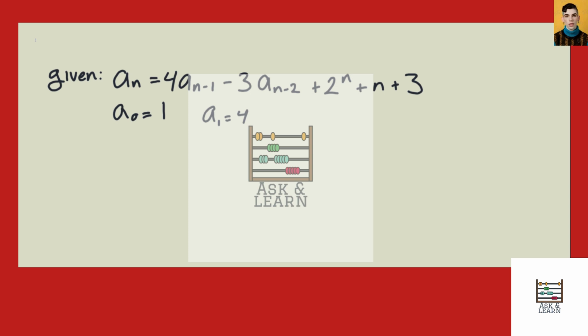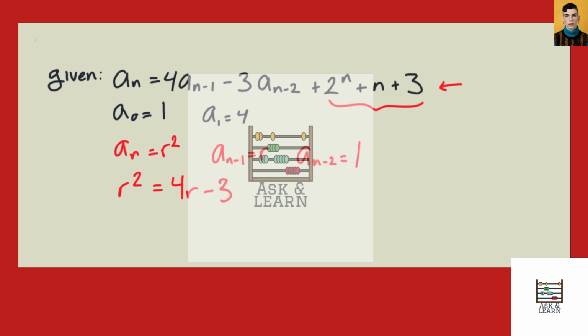So the first step is to find the roots of the characteristic equation. We're just going to take this recurrence relation and set a_n equal to r squared, a_{n-1} equal to r, and a_{n-2} equal to 1. And we're just going to treat the other functions of n to be 0, so that's going to be the last 3. What we get then is r squared is equal to 4r minus 3.